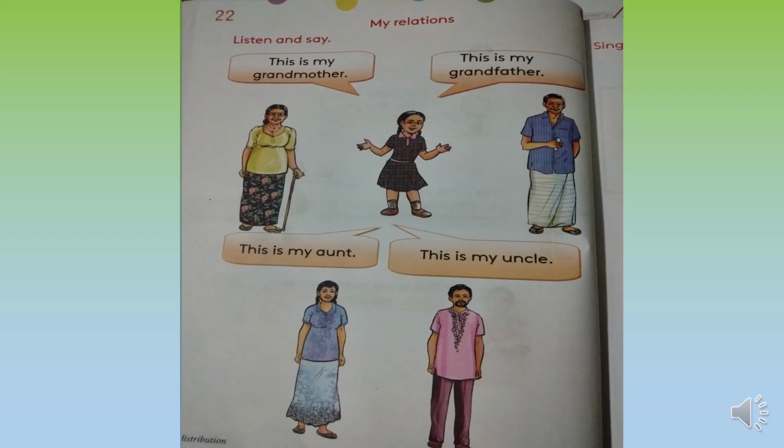So, listen and say, this is my grandmother. මේ මගේ අත්තා අම්මා. This is my grandfather. මේ මගේ සීයා. This is my aunt. මේ මගේ නැන්දා. This is my uncle. මේ මගේ මාමා. This is how we use "this is" to say about our relations. These are our relations.